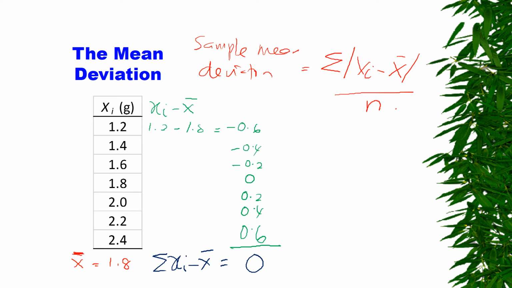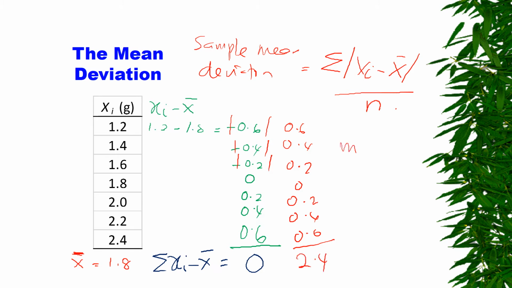When you take the absolute values, the deviations become 0.6, 0.4, 0.2, 0, 0.2, 0.4, 0.6. This sums to 2.4. So the mean deviation will be 2.4 divided by 7, which equals 0.34 grams.